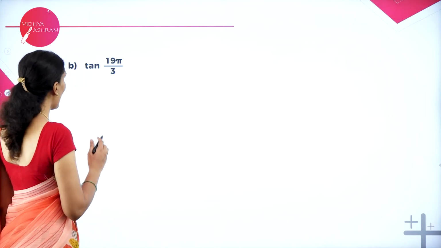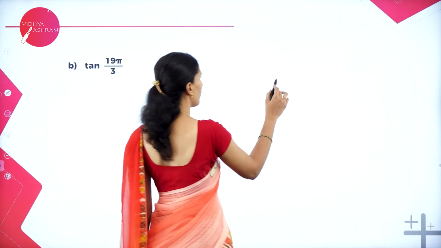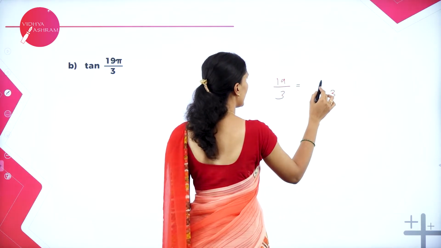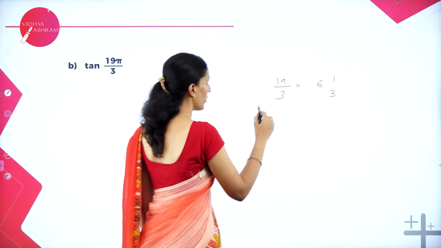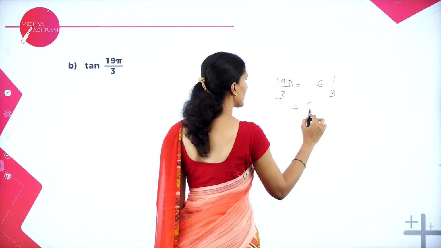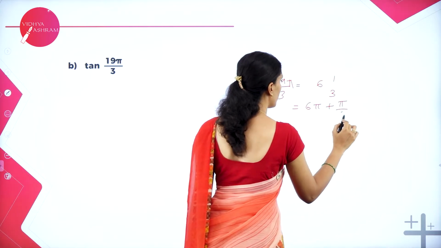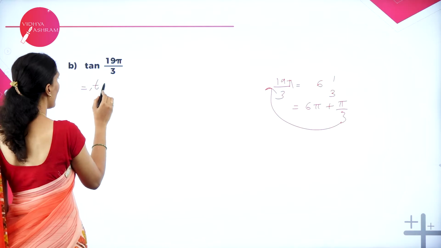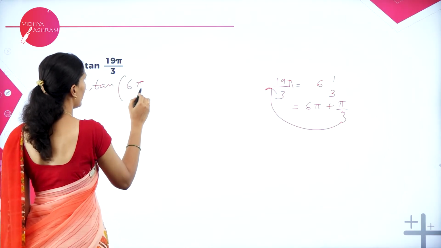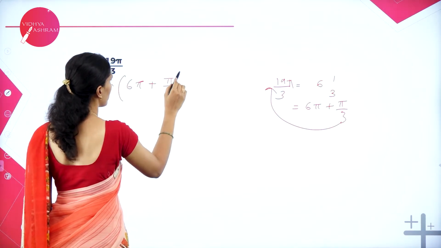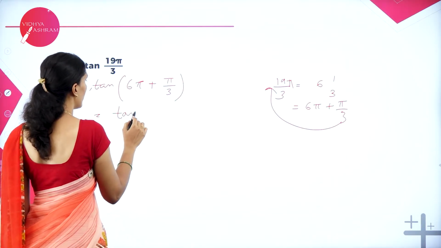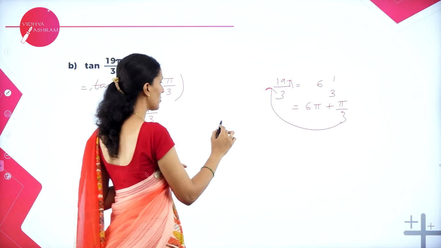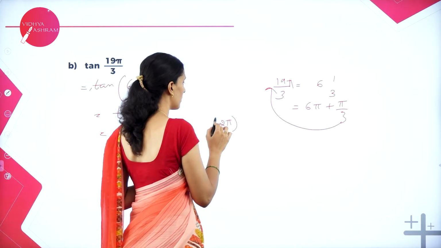Next problem, 19 pi by 3. Whenever you get it in terms of a fraction, convert it into a mixed fraction, that is 3 6s are 18 plus 1. So you can write this as 6 pi plus pi by 3, which is the same as 19 pi by 3. So I'll write this as tan of 6 pi plus pi by 3, which is nothing but tan pi by 3. So 6 pi is nothing but 3 times 2 pi.